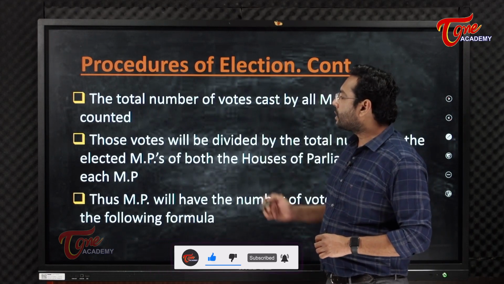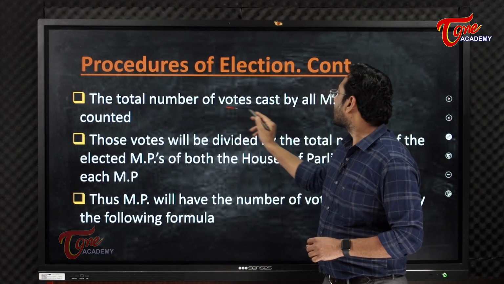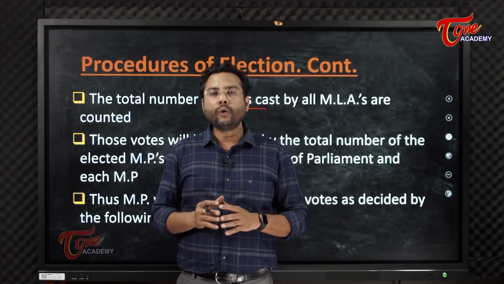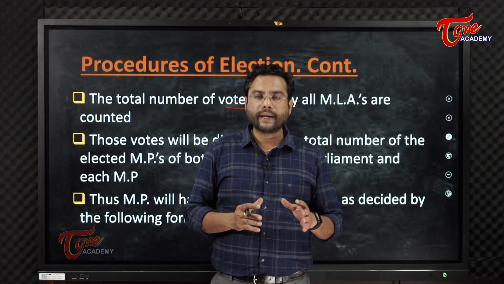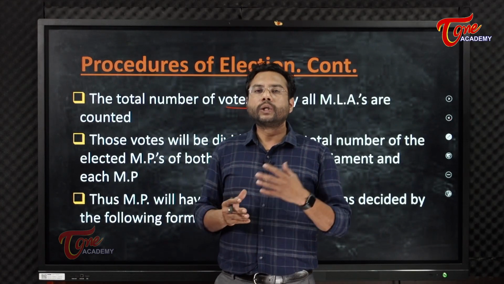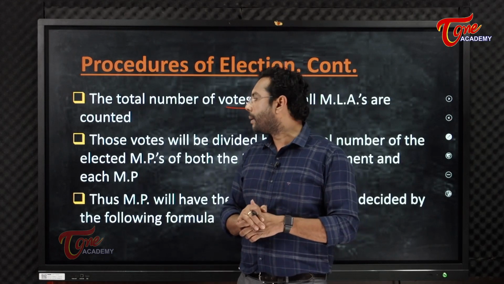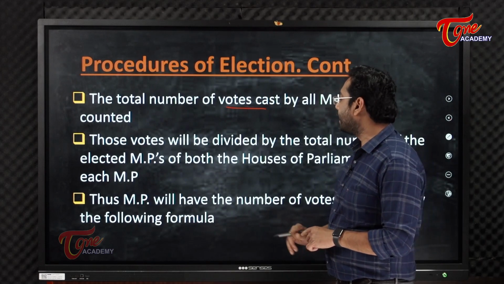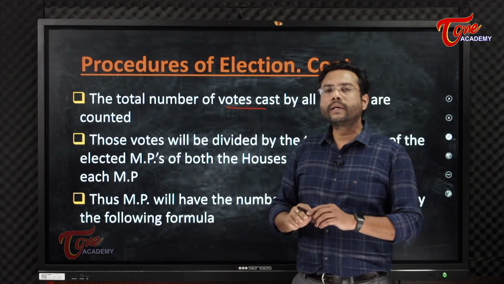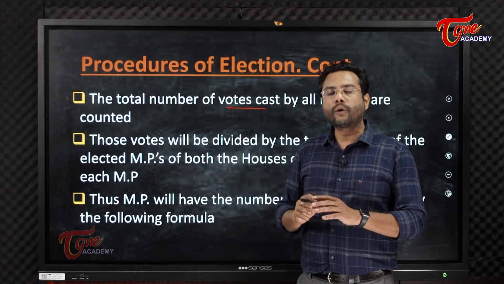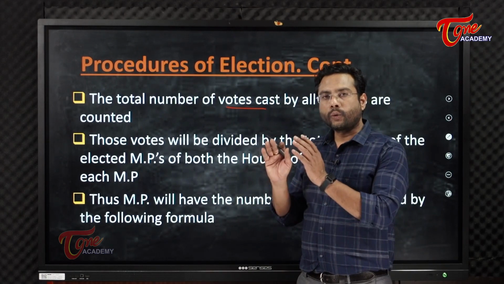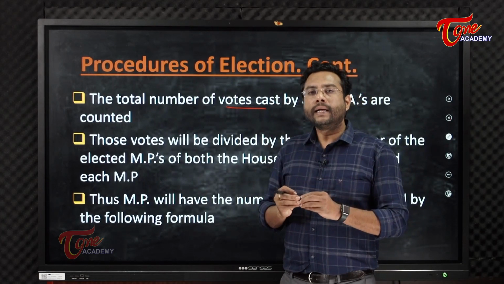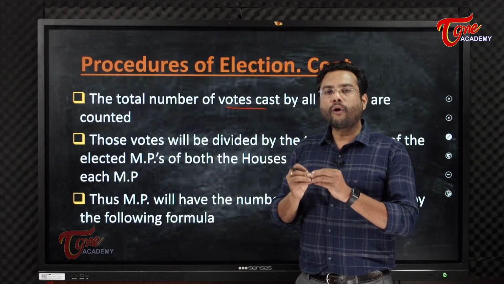So, here the procedure is, first the total number of votes cast by all the MLAs are counted. Once the total value of the MLAs is counted, that would help to know the value of the MPs, that is member of parliament. Again, this value of the MLAs will be divided. So, we will take the total value of all the MLAs of all the states, and divide the total value by the number of elected members of parliament.